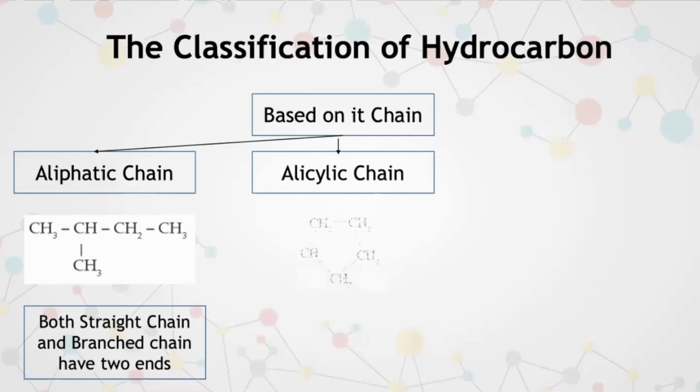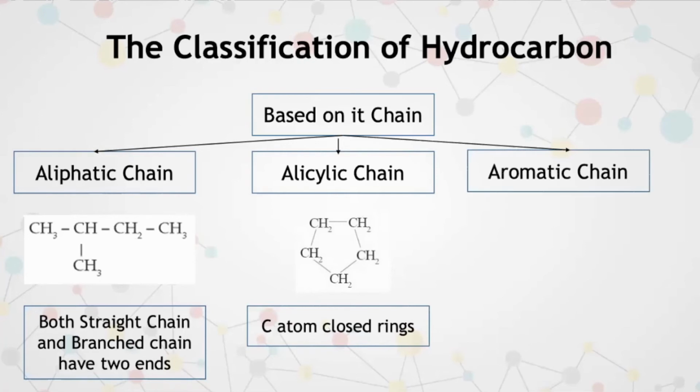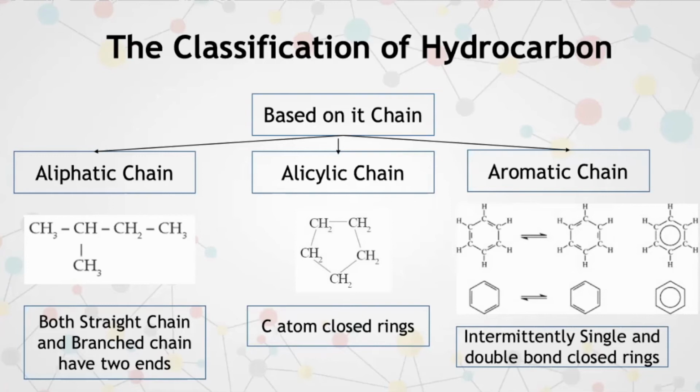Alicyclic chains. This is the example of alicyclic chains. It has no end and C atoms make closed rings. The third is aromatic chain. Aromatic chains are like a closed ring chain, but with alternating single and double bonds in the closed ring.